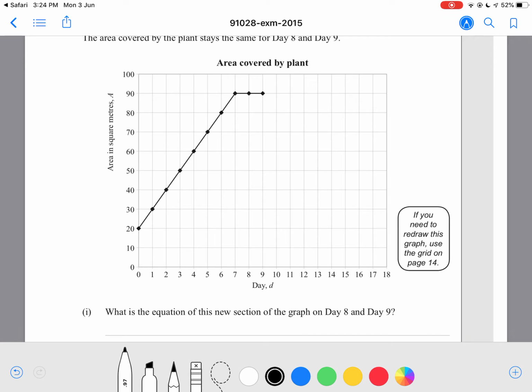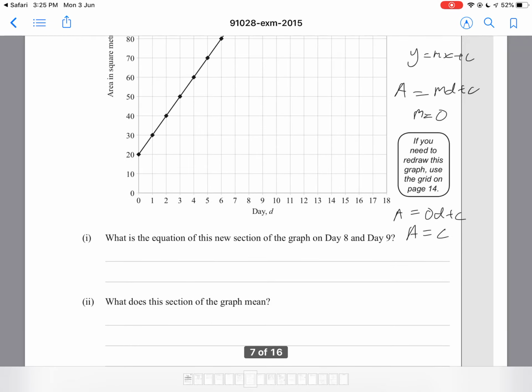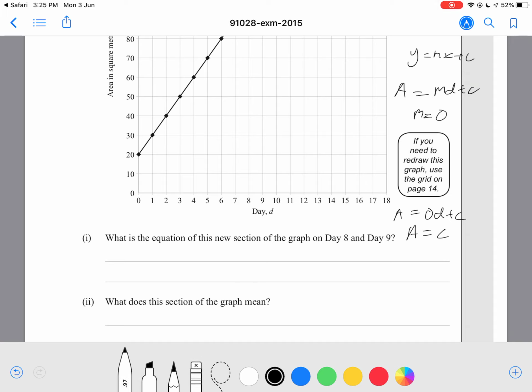So we'll just say y equals mx plus c. So we're going to say the area equals md plus c. As you can see, it's not increasing at all, so therefore m equals 0. So A equals 0d plus c, therefore A equals c. And c, if we draw back all the way to day 0, intersects at 90. So therefore, our final equation will just be A equals 90.